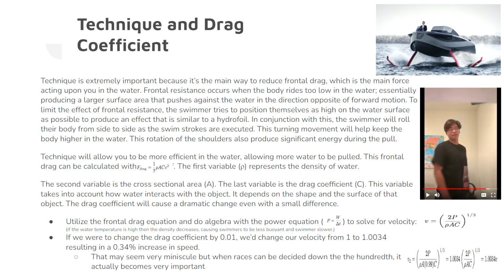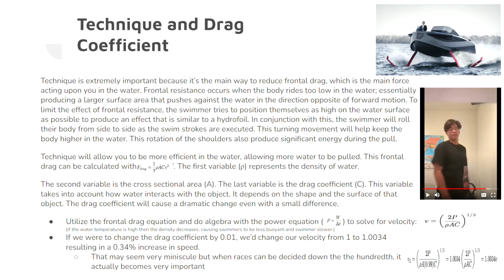And something very important is if the water temperature is higher, the density decreases. So that causes the swimmer to be less buoyant and the swimmer swims slower. So that's why all competitive pools are kept at a certain temperature, which is usually around, I'm going to go out on a limb and guess, around 70 degrees or so. I'm not sure, but it's usually cold. It's definitely cold, not hot. So yeah, that's the importance of water temperature.